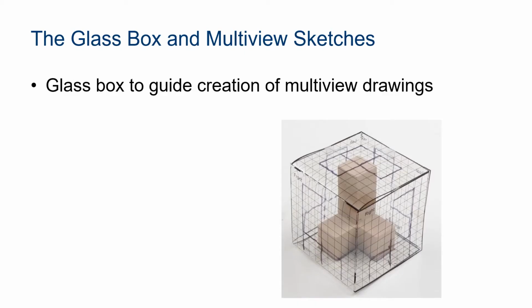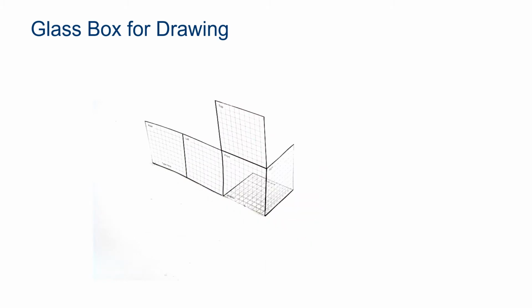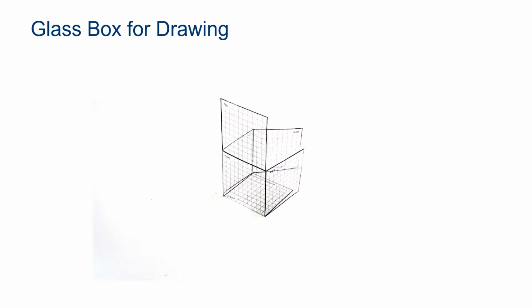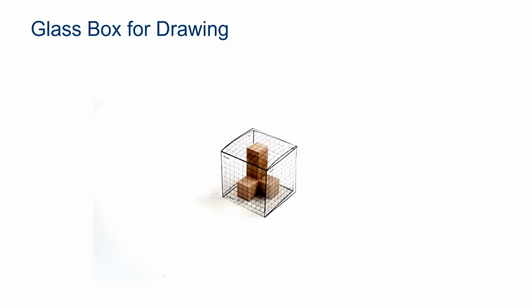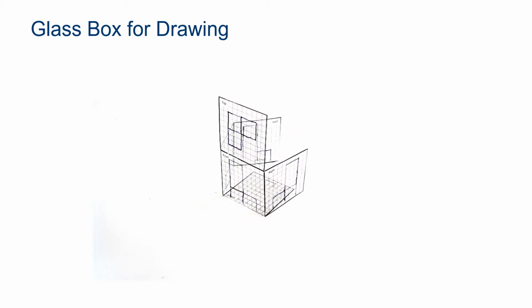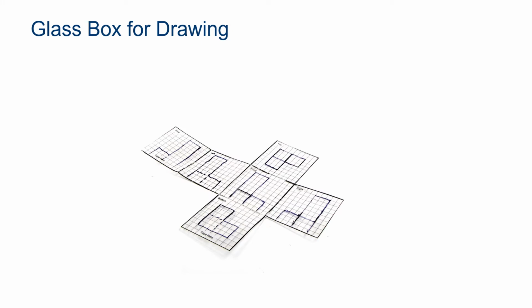So the glass box we've been talking about in terms of helping us build our pictorials, but there's another glass box thing that you could think of with multiview: the glass box to guide creation of multi-view drawings. In this animation, they're showing you that you could fold up this clear plastic thing, and that's really the key part. It's projecting the outline of the object onto those faces, and those are your multi-views. There are multiple views: front, top, bottom, right, left, rear. Multiple views for that object.